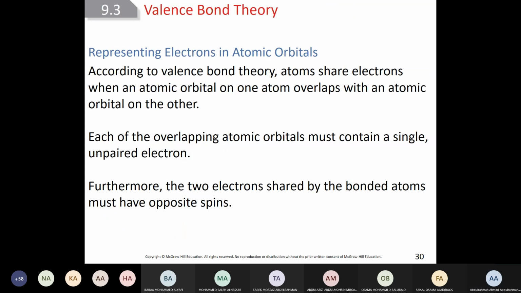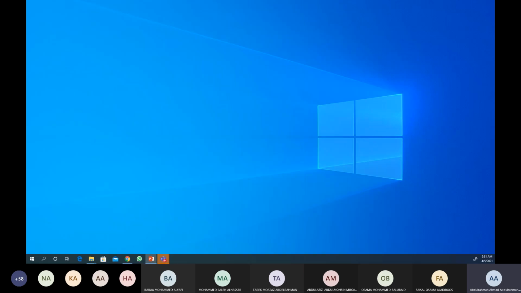Next. Now we're going to talk about a theory called valence bond theory. I'll go back to our table. We already talked about all these lines. We talked about this line.